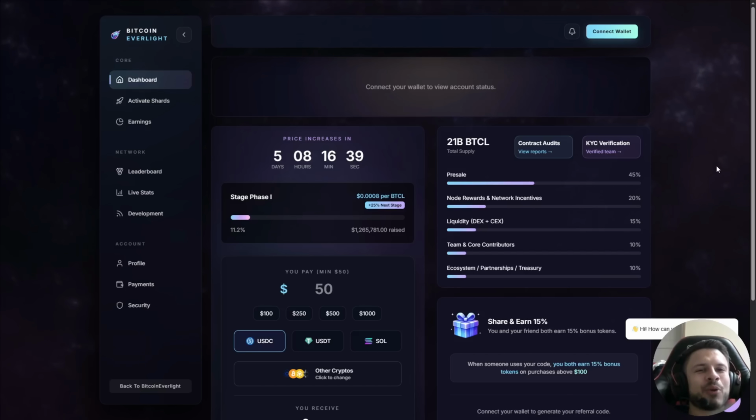Now, one of the most important parts of the project is the user dashboard. And I highly recommend everyone check this themselves because it gives you a clear view of how the ecosystem works. You can access it through the official presale portal.